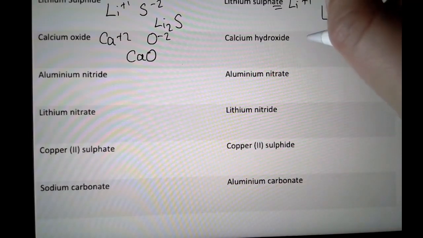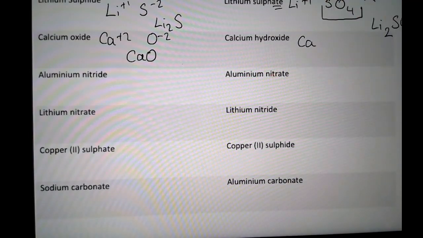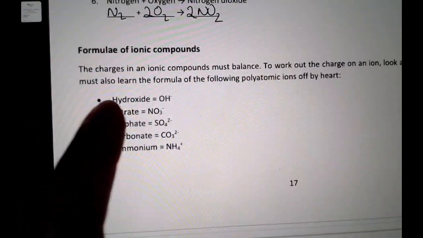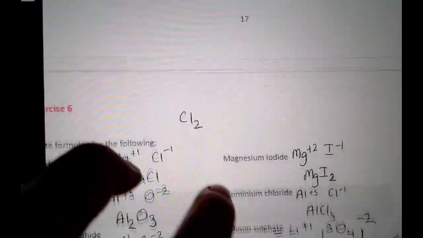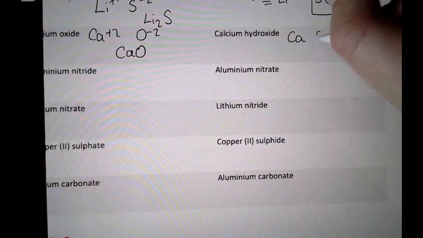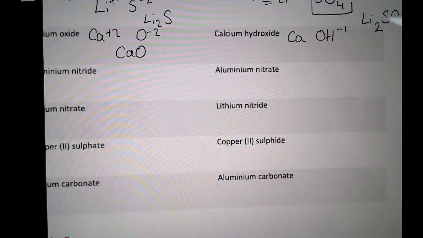The next one, calcium hydroxide. It's got calcium with hydrogen and oxygen, so I've got 3 elements in this case: calcium, hydrogen, and oxygen. And again, you just need to know that the formula of a hydroxide ion is OH-, and you're just going to have to learn that off by heart. So hydroxide is OH with a -1. Calcium's in group 2 and has a +2 charge.